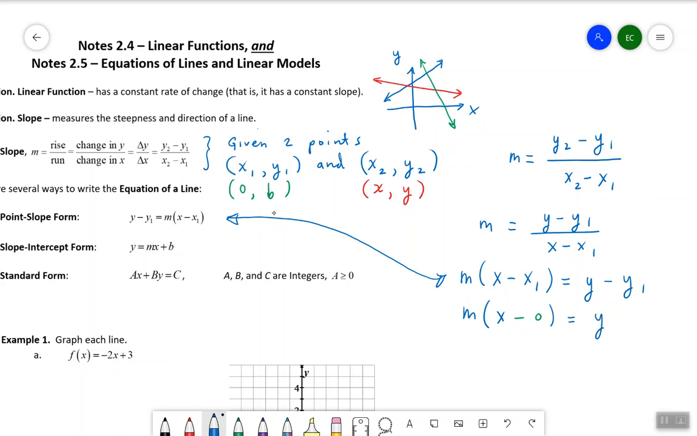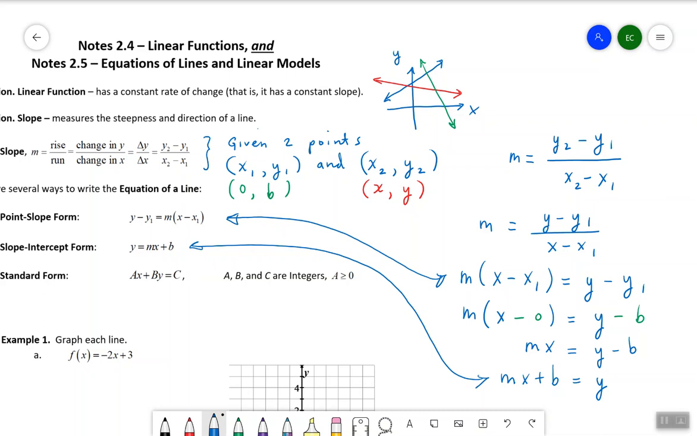And we're going to replace y1 with b. And so then we would have x minus 0 is just x, so we have mx on the left side, and we have y minus b on the right side. And when we add b to both sides, we get mx plus b is equal to y, which of course is the same as y equals mx plus b, the slope-intercept form. So isn't it nice how things all fit together?